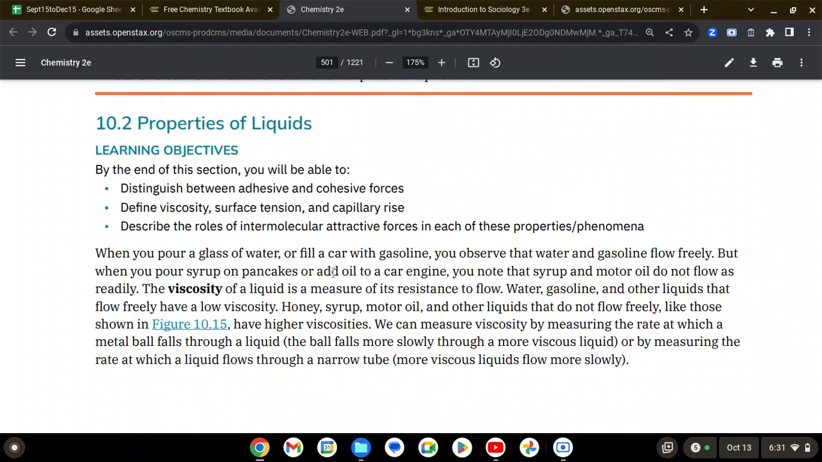10.2 Properties of liquids. But first, let's get my headphones on.